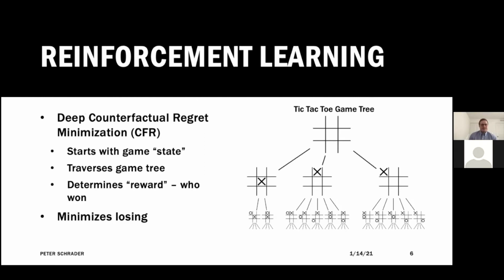We have an example of a tic-tac-toe game tree because it's a simple example. Basically, it's a tree that maps out all possible moves and outcomes. Once the algorithm traverses the game tree based on the state, it assigns probabilities to various moves and then makes the move that maximizes the reward. The reward is determined at the end of the hand by who won. If the player won, they get a positive reward. If they lose, they get a negative reward. And again, the goal is to minimize losing.